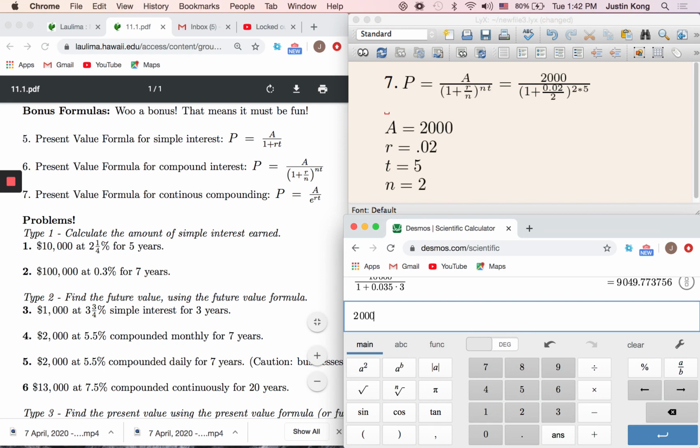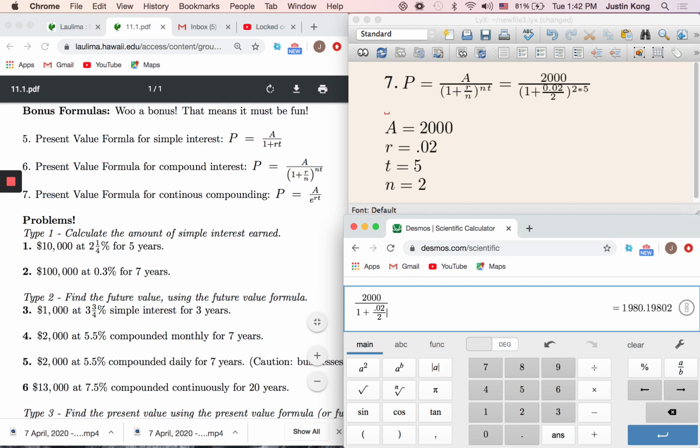Right now this calculator makes things easy. But if you're using a normal handheld calculator, what you typically want to do is include the denominator in its own set of parentheses. But this one makes things easy. I'm just going to do 1 plus 0.02 divided by 2. I still need another set of parentheses for this part before it's raised to that power, and exponents in parentheses, so 2 times 5, like that.